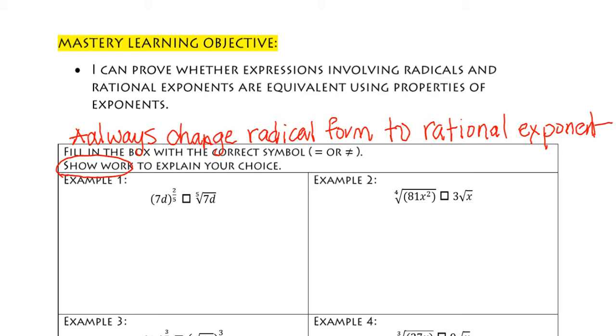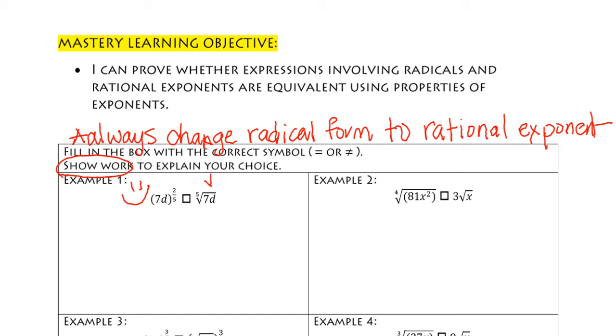So in example 1, we have in parentheses 7d to the 2/5 power, and then on the right side, the 5th root of 7d. So this side is already in the form that we would like. This is good.